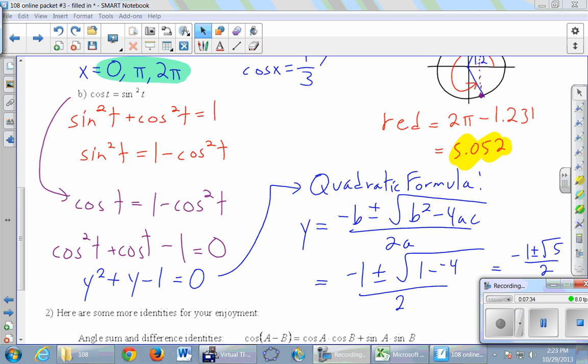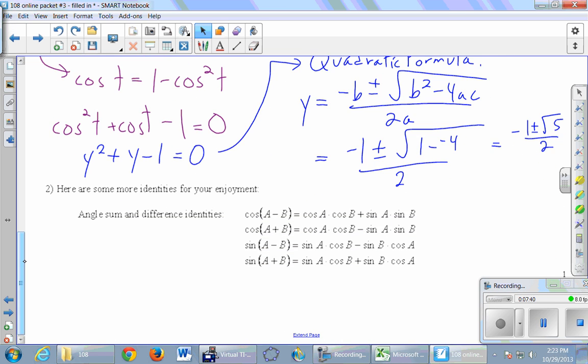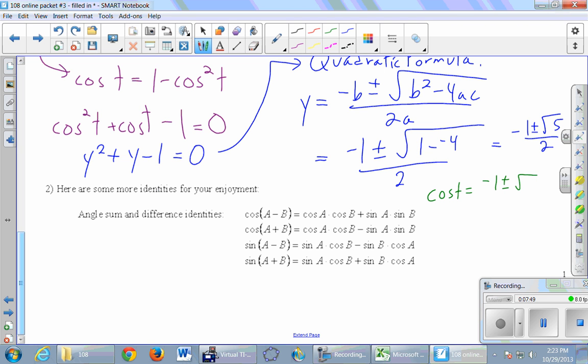Okay, I introduced y in this problem just to make it look like a more standard quadratic equation. But really what this means is that not y, but cosine of t is equal to negative 1 plus or minus root 5 over 2, because that's what I replaced y with.